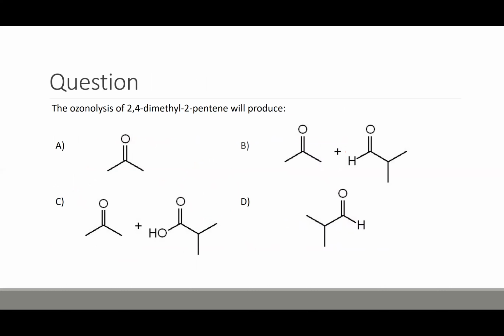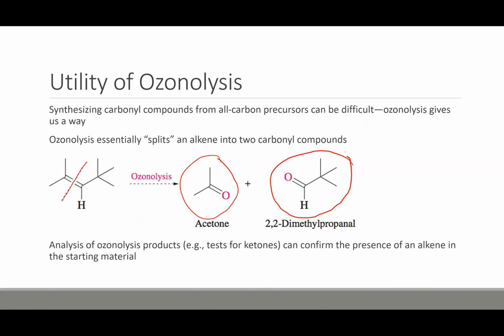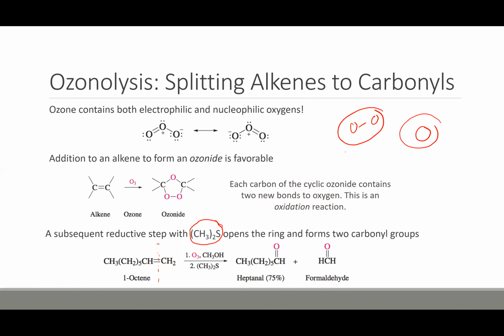Let's do a test question. If we were to do an ozonolysis of 2,4-dimethyl-2-pentene, what would it produce? So remember, when we're saying an ozonolysis, generally we're talking about the addition of ozone plus the reductive step. So it is a two-step reaction that generally we talk about as one reaction together, an ozonolysis.